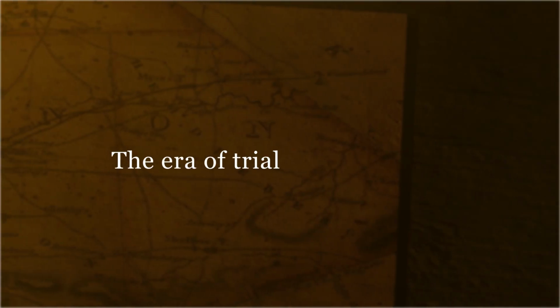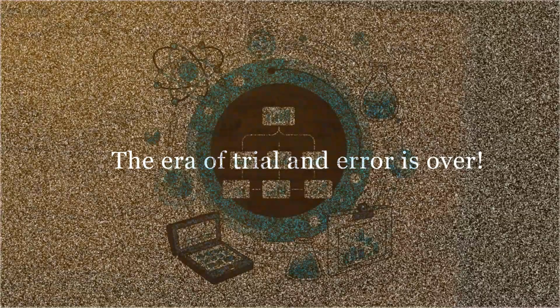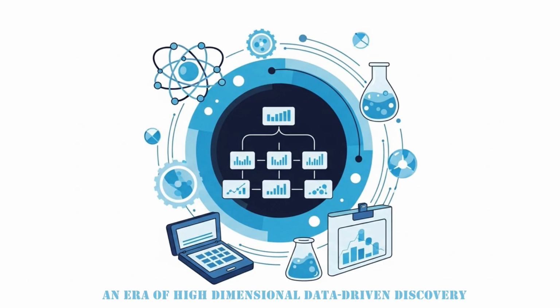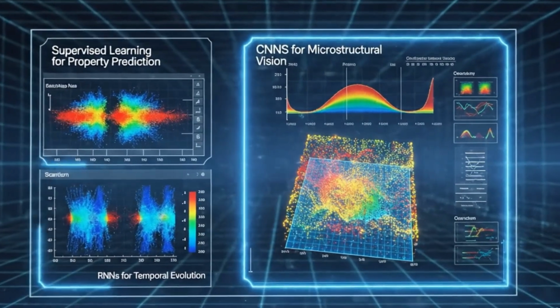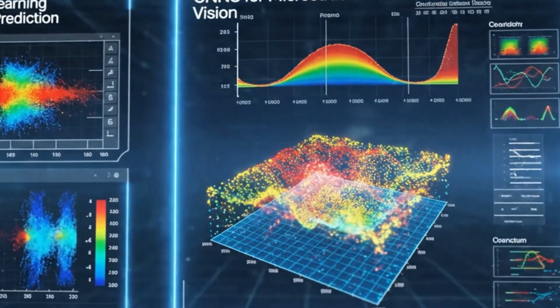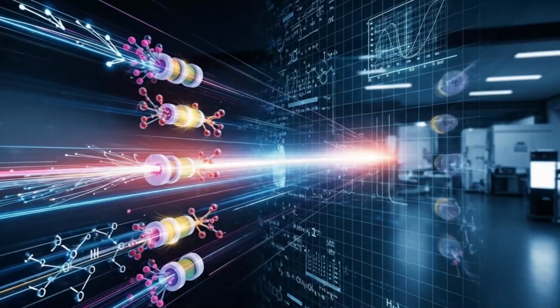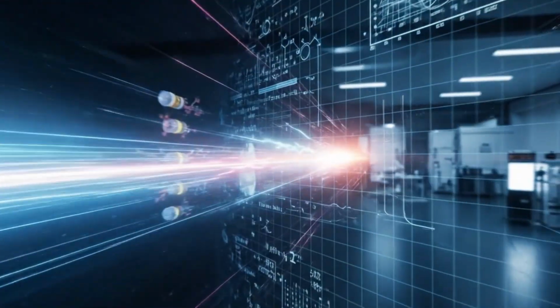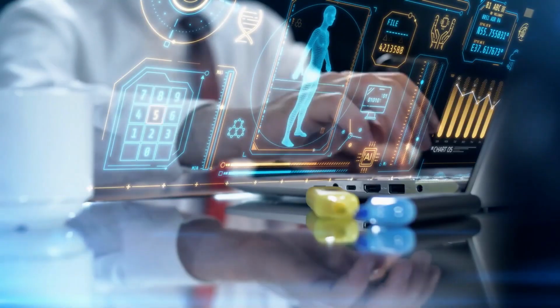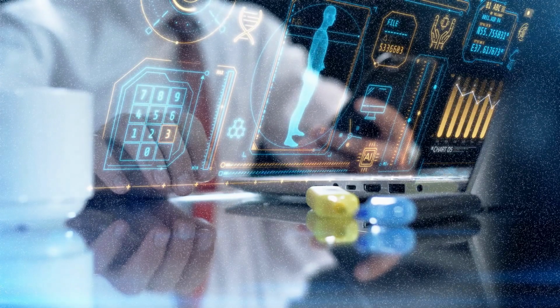The era of trial and error is over. We are entering an era of high-dimensional, data-driven discovery. By leveraging supervised learning for property prediction, CNNs for microstructural vision, and RNNs for temporal evolution, we are solving the fundamental problems of electrochemistry at a speed previously thought impossible. The code has been written. The revolution is here.